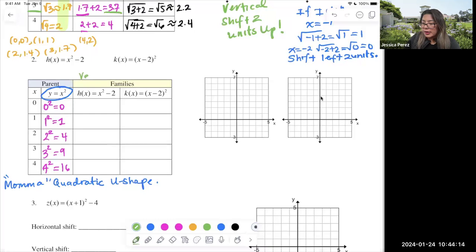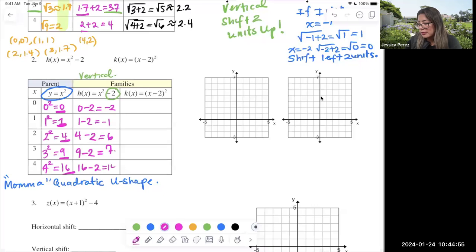Now notice it's a vertical shift because it's on the outside, a -2. So all we have to do is carry it over: 0 minus 2, -2. 1 minus 2, we're using the answers, it's a -1. 4 minus 2, because we're using 4 squared. What are we plugging in? 0, 1, 4, 9, 16, we're using that. So 4 minus 2, we get 2. 9 minus 2, we get 7. And then 16 minus 2, we get 14.